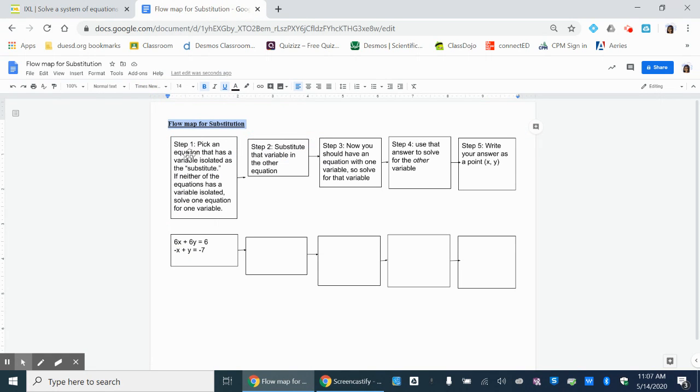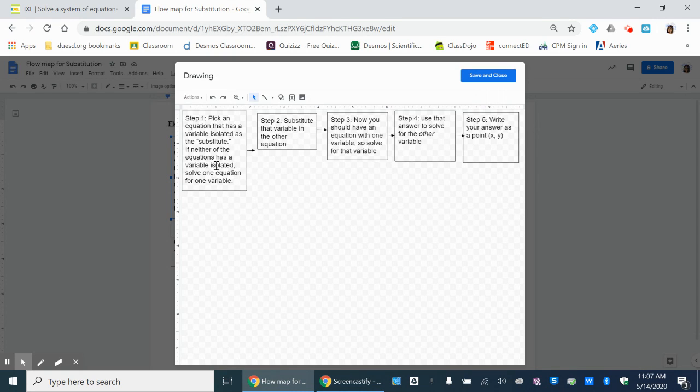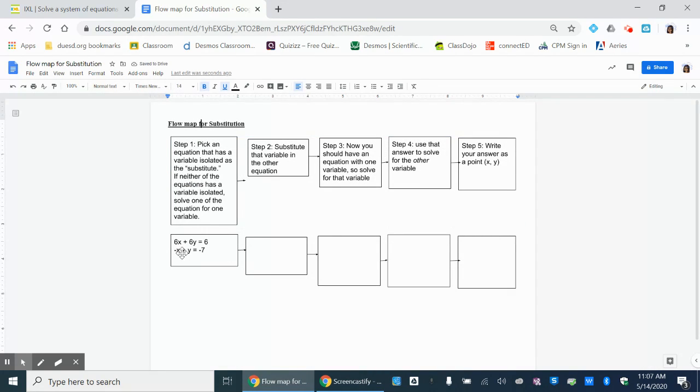So step one is pick an equation that has a variable isolated as the substitute. If neither of the equations has a variable isolated, solve one, and I'm going to actually edit that. Solve one of the equations for one variable. As we see here in this example, I have 6x plus 6y equals 6, and the second equation is negative x plus y equals negative 7. Neither of these two equations has the variable isolated, which means by itself on one side.